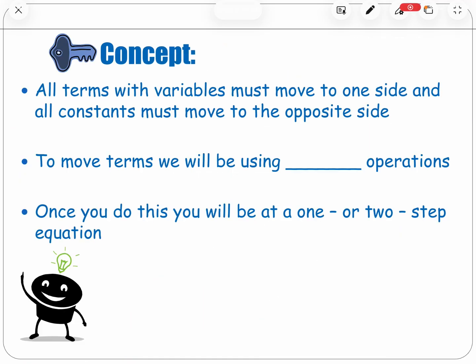Okay? So the key concept for today, you've got 3 bullet points. You're going to write the first bullet point in. The last 2, we're just going to highlight some things on. The key concept is all variable terms must move to one side, and all constants must move to the other.